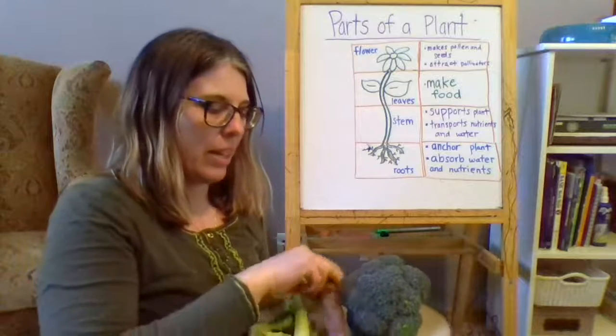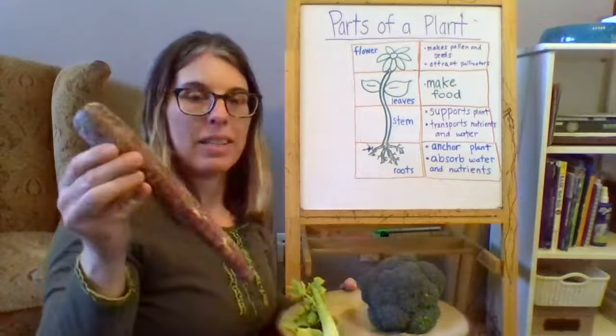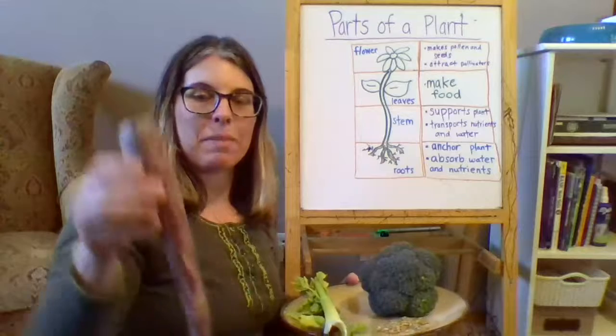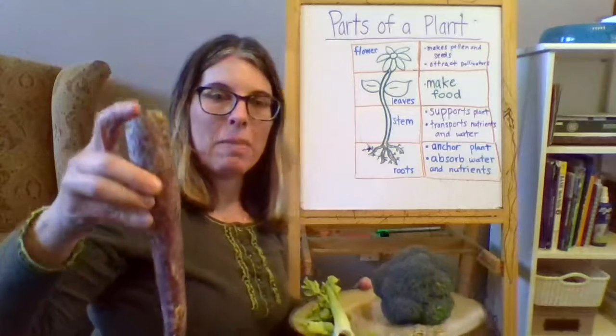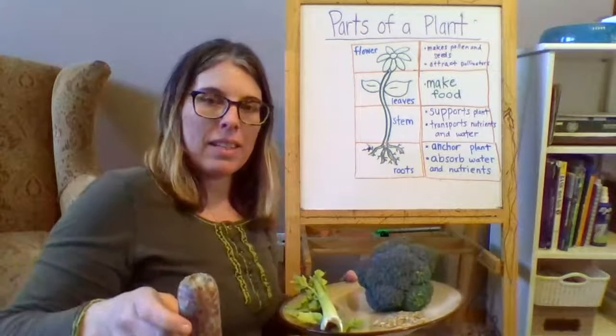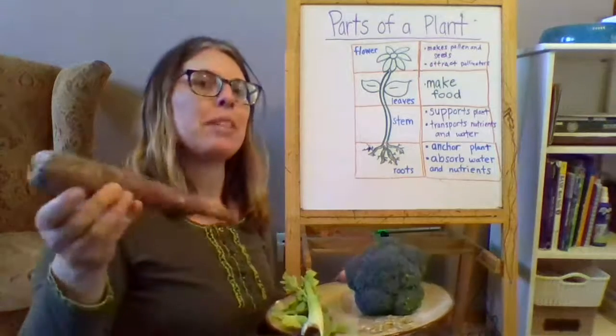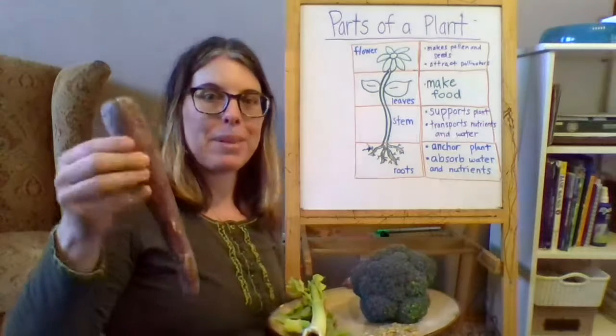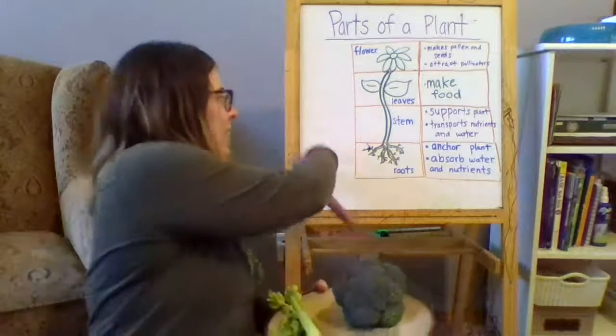Okay, how about this one? This is a purple carrot. Remember, it grows down in the ground. It's a type of root. Do you remember? Would this be considered a fibrous root or a taproot? Taproot, right there. So, root.